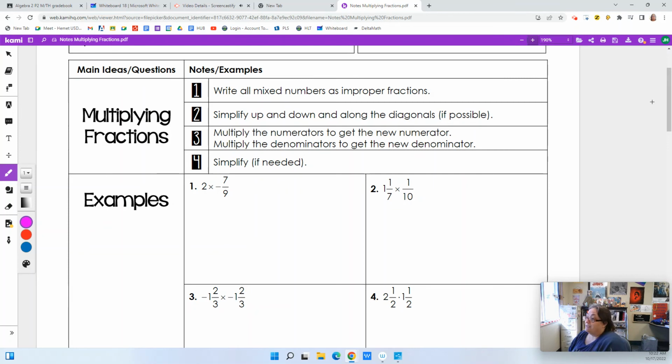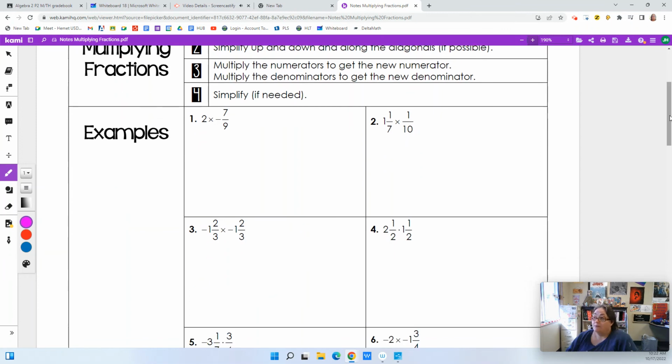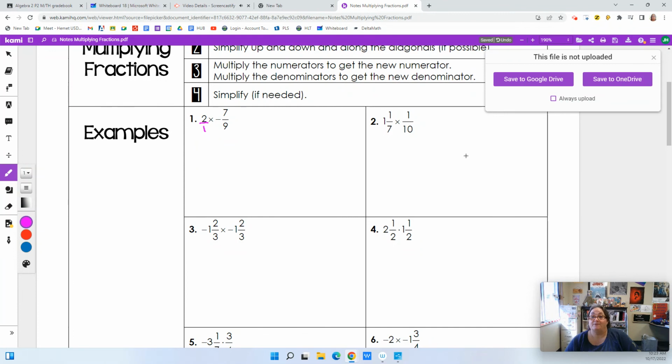So what does that look like? Let's look at problem number 1. Problem number 1 looks like a whole number being multiplied to a fraction, right? But every whole number is a fraction. What I mean by that is we can write any whole number over 1, right? And then it's a fraction. When we're multiplying, there's nothing I can simplify in here right now.